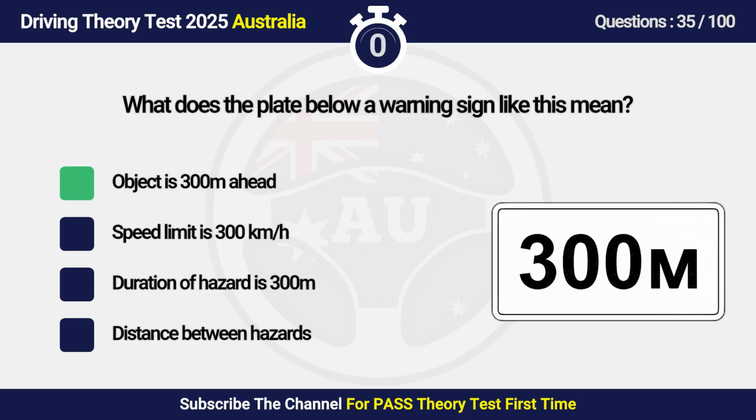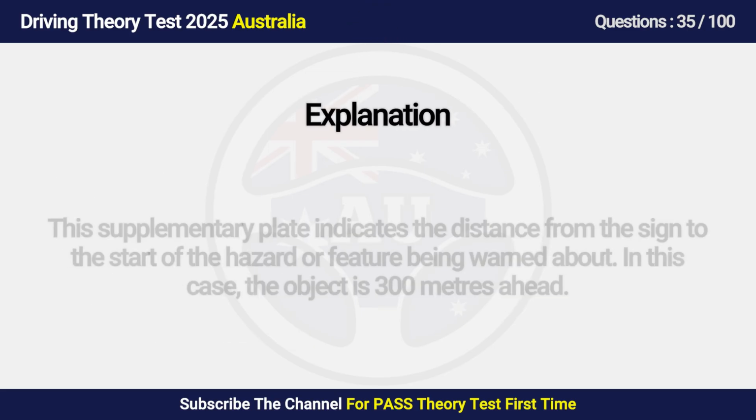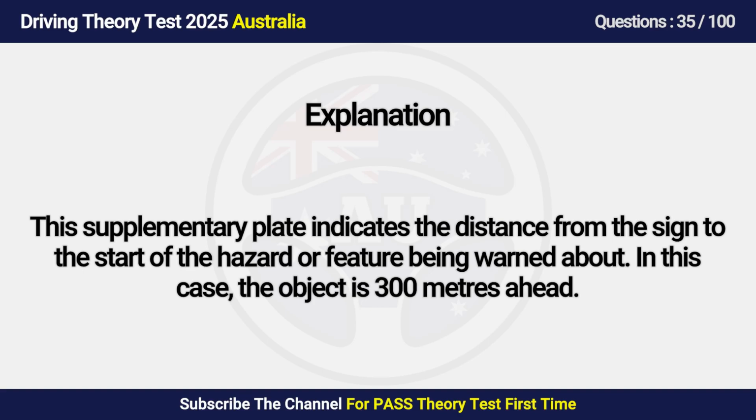Answer is A. Object is ahead. This supplementary plate indicates the distance from the sign to the start of the hazard or feature being warned about. In this case, the object is 300 meters ahead.